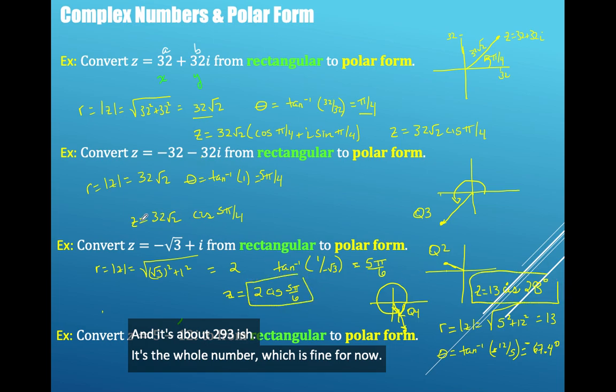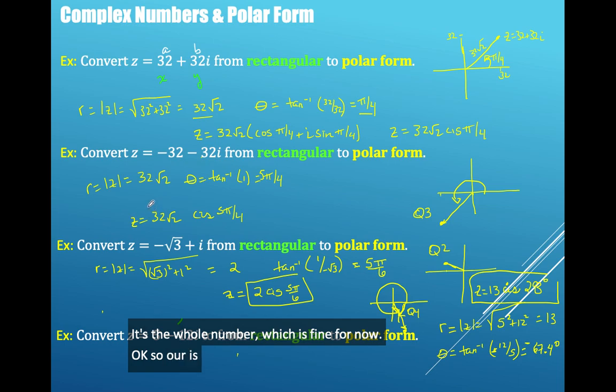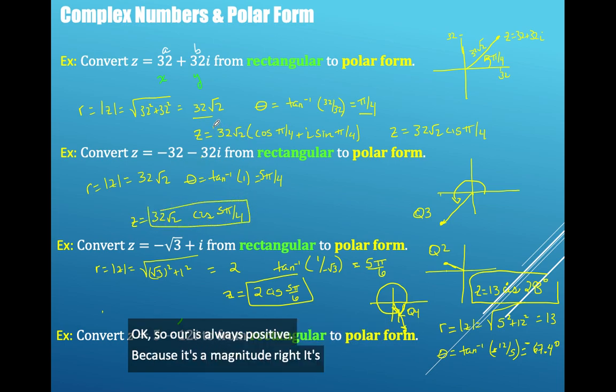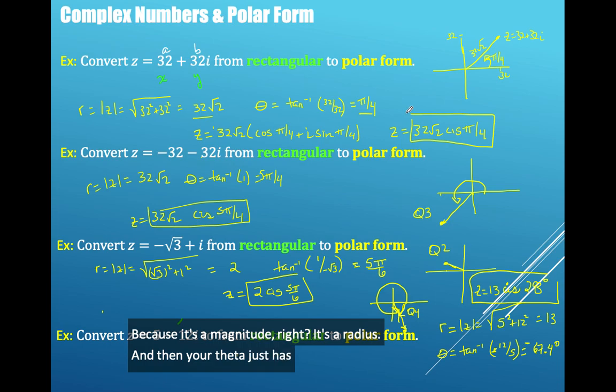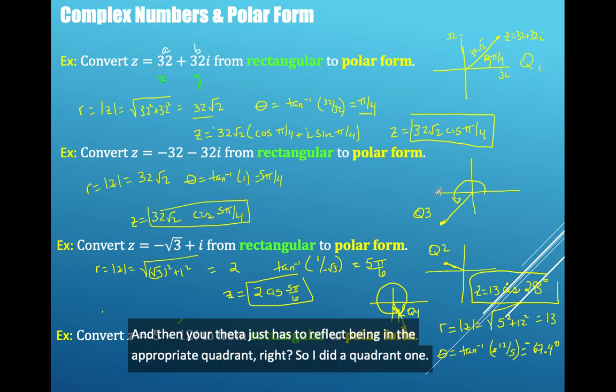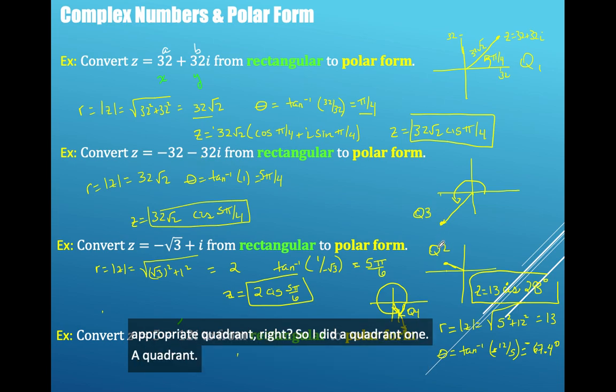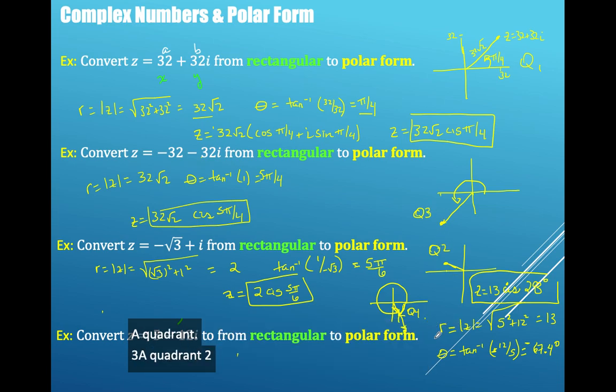Okay, so r is always positive because it's a magnitude, right? It's a radius. And then your theta just has to reflect being in the appropriate quadrant, right? So I did a quadrant 1, a quadrant 3, a quadrant 2, and a quadrant 4 problem. Now let's see if you can go the other way.